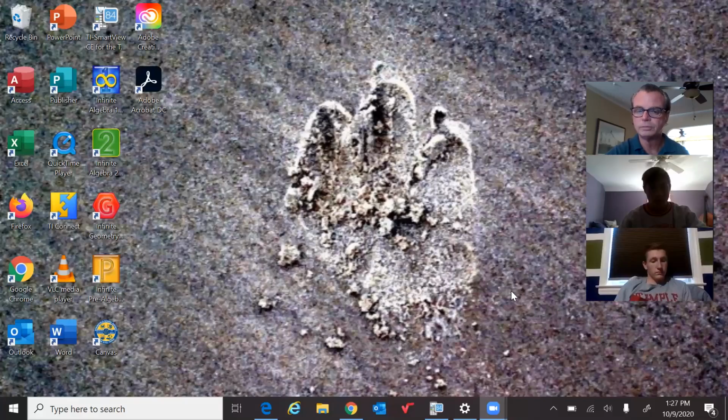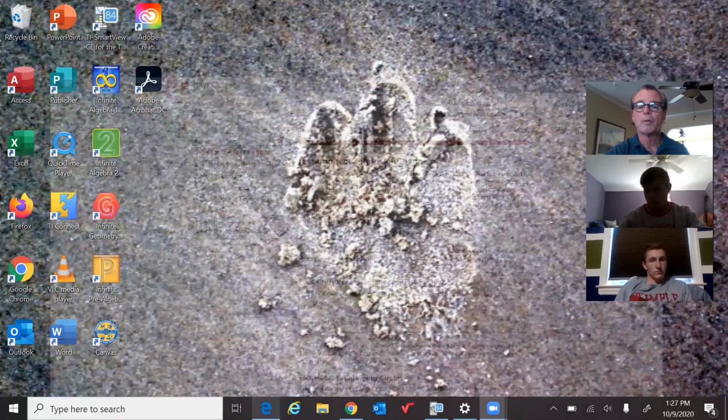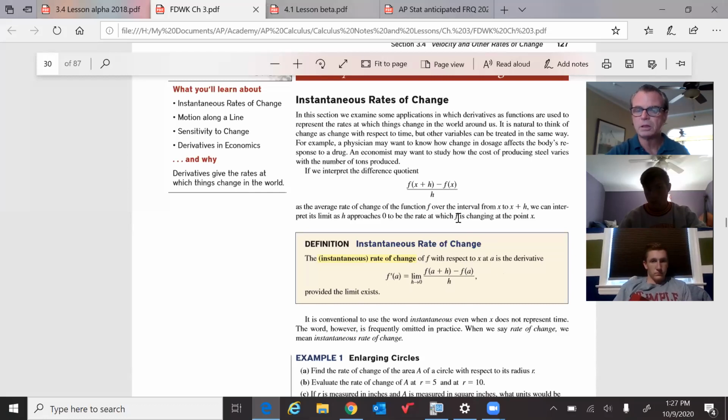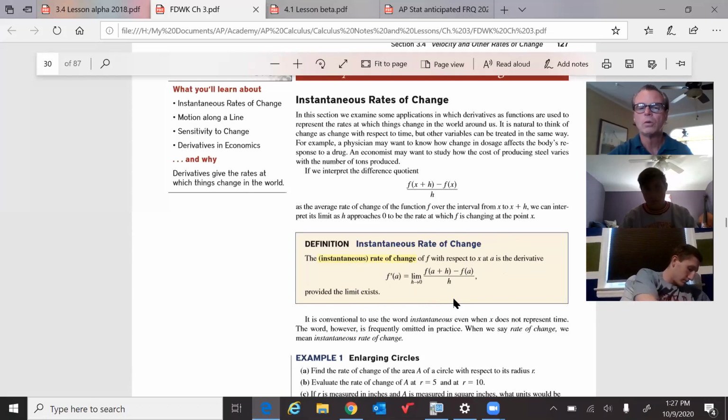This is 3.4 alpha. And on page 127, you have this. It's the difference quotient. You need to make sense of this, okay? You look in your book on page 127, and I'm going to go here, and you have to say, oh, yeah, sure, that makes sense. I knew that.